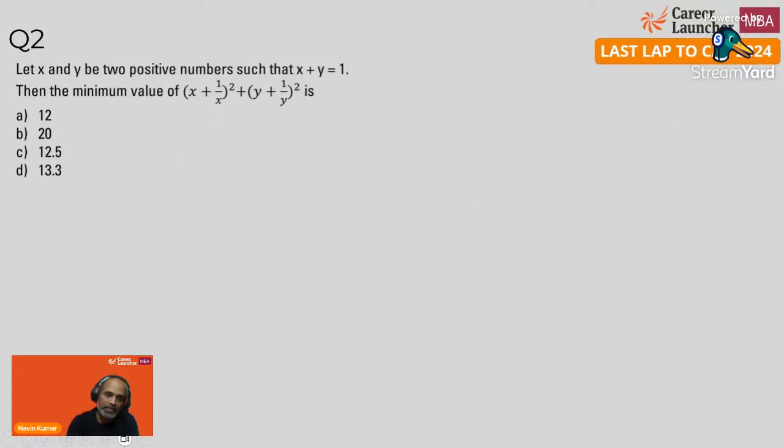Okay, let's look at another question. Let x and y be two positive integers such that x plus y is equal to 1. Then the minimum value of (x plus 1 by x) whole square plus (y plus 1 by y) whole square is going to be how much? Again, we'll be using two approaches. One, the standard approach.